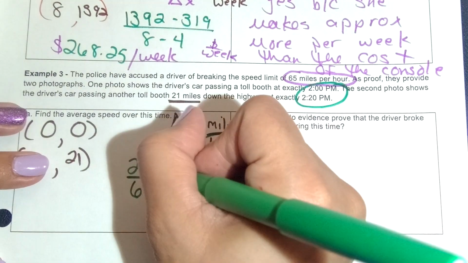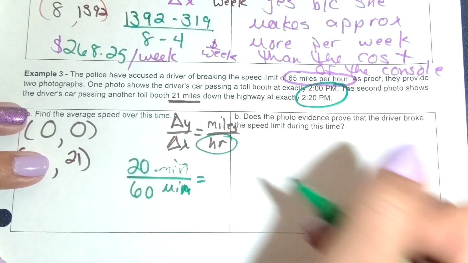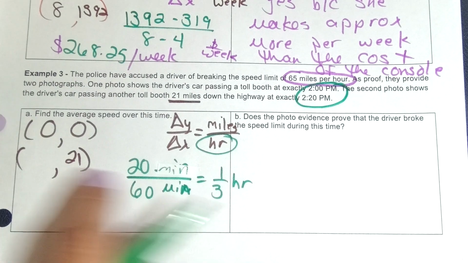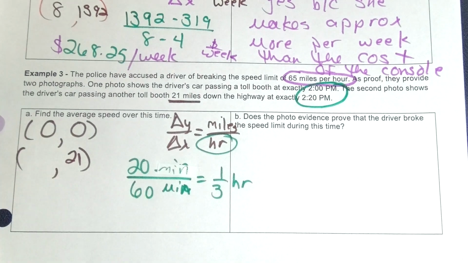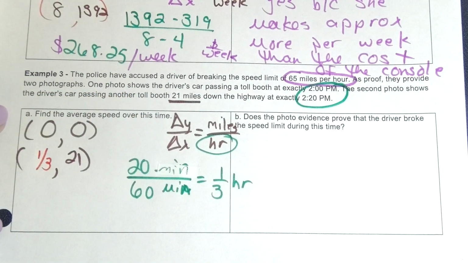Oh, why did I erase that? This should say minutes. And that's going to give me 1/3 hour. So this is going to be my what here? Yes, but what's my x coordinate? Questions?